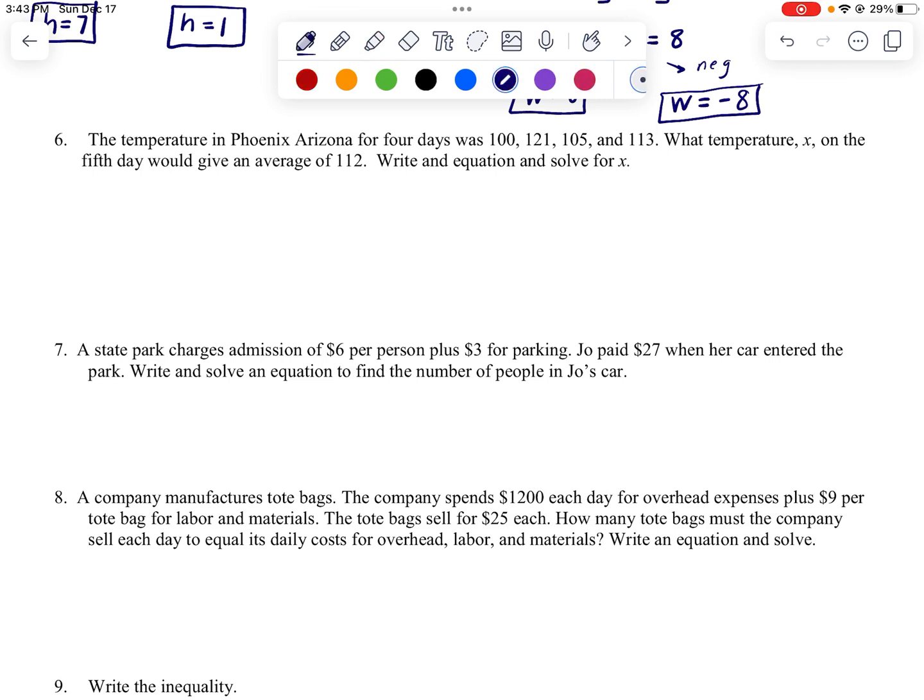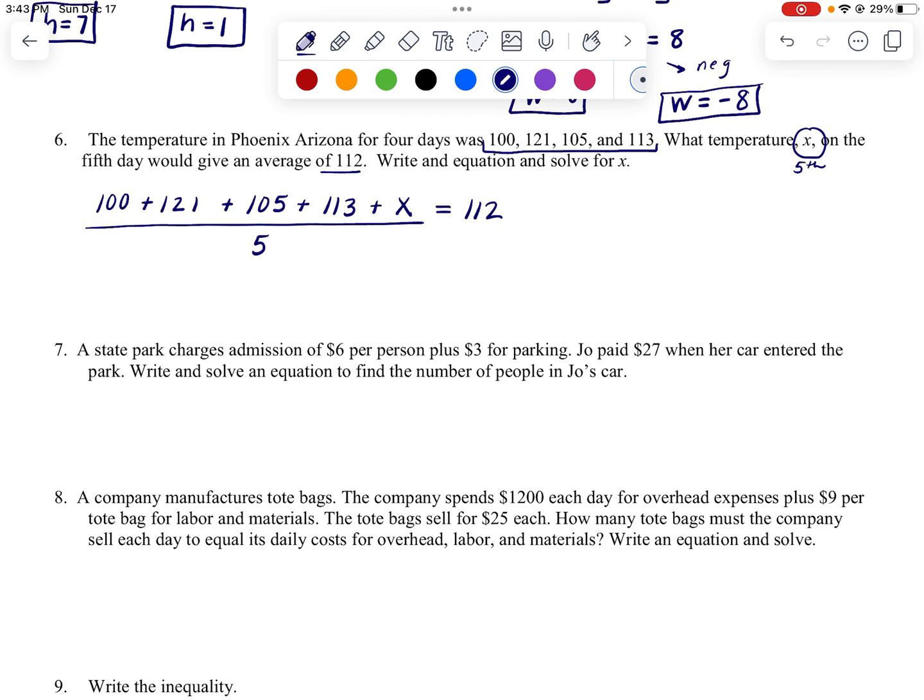So this one talks about the average temperature in Phoenix, and you have 4 temperatures, and then this is going to be your 5th temperature. And you want to know, what is the 5th temperature going to be if you want an average of 112. So remember, to find the average, you add them all up and divide it by how many numbers there are. So I'm going to go 100 plus 121 plus 105 plus 113 plus x, that 5th temperature, divided by 5, and I want it to equal 112 degrees.